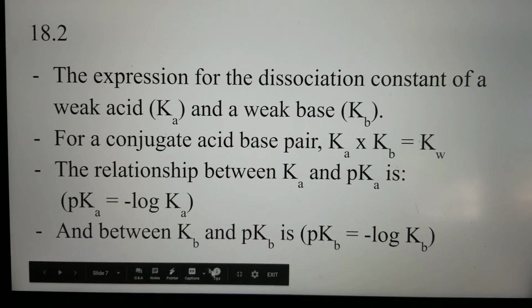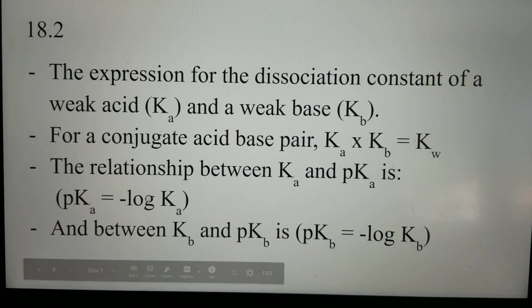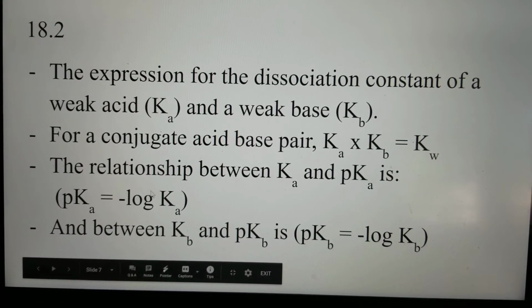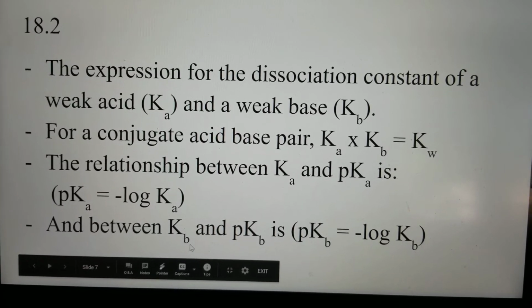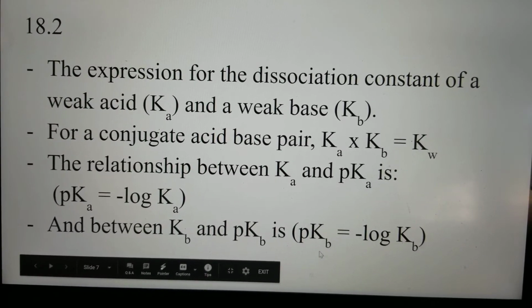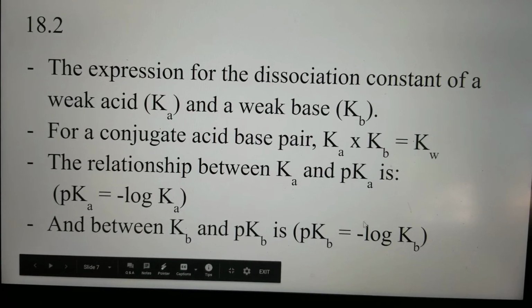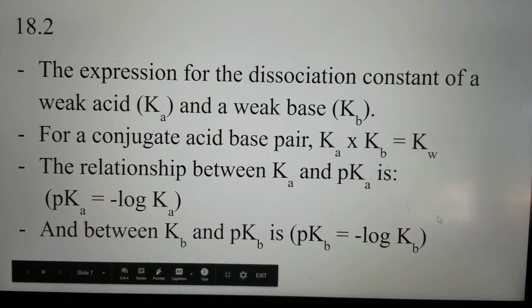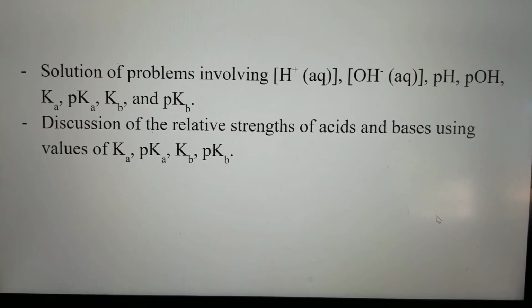The relationship between Ka and pKa is this formula. So again, similar to what we were doing in topic 8. And then the relationship between Kb and pKb is this formula. So you would be doing some calculations using these formulas with logs like you did in the previous section.